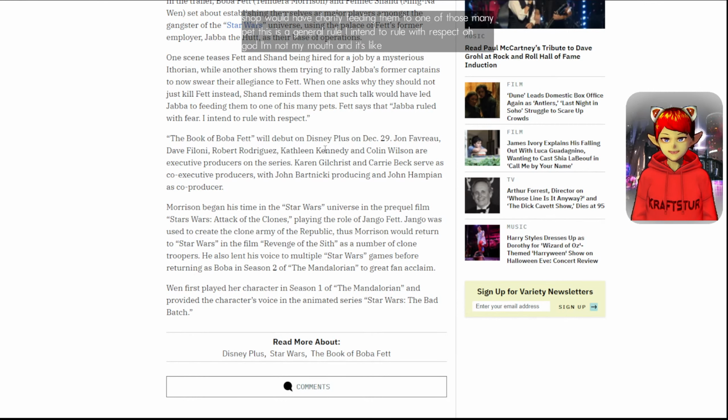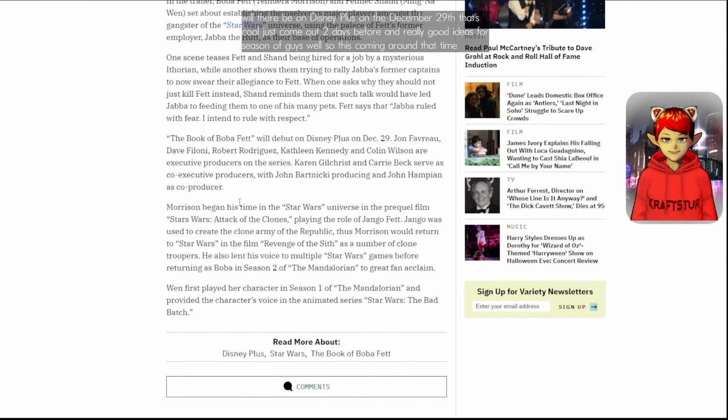The Book of Boba Fett will debut on Disney Plus on December 29th. Oh, that's cool. So that's going to come out 2 days before the 4th? I think it's the 4th season of Cobra Kai that comes out. I'm really looking forward to the 4th season of Cobra Kai as well. So this is coming out around that time.